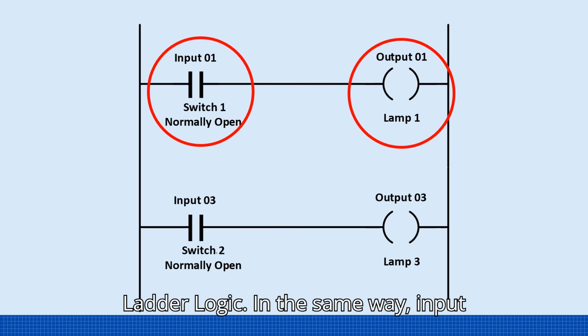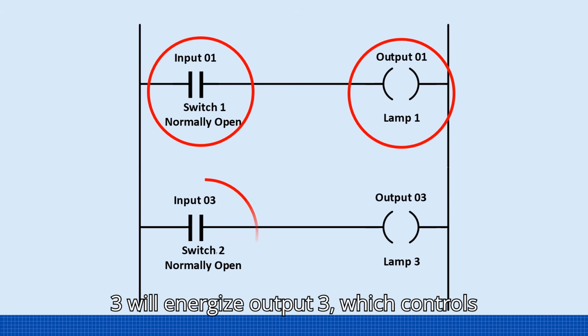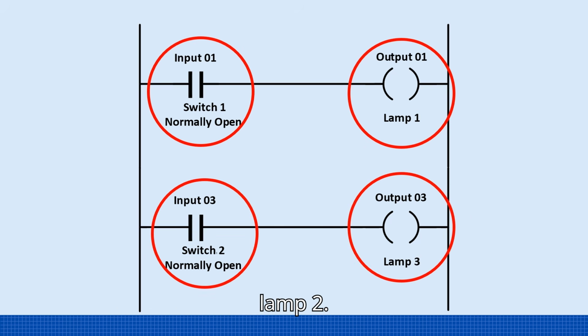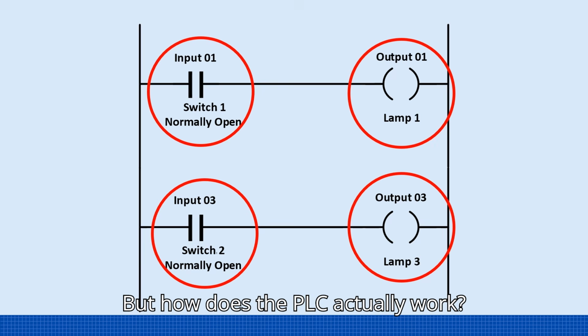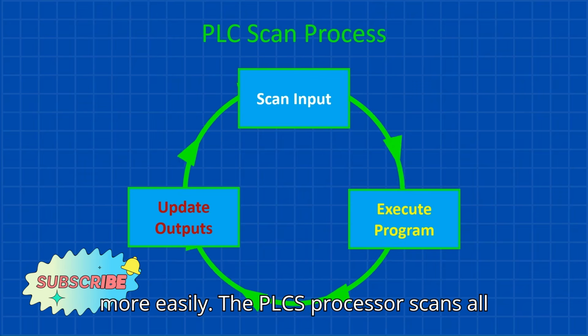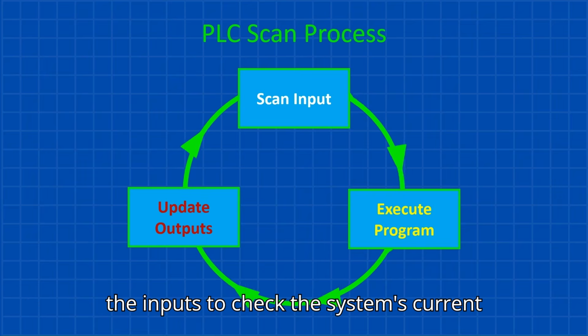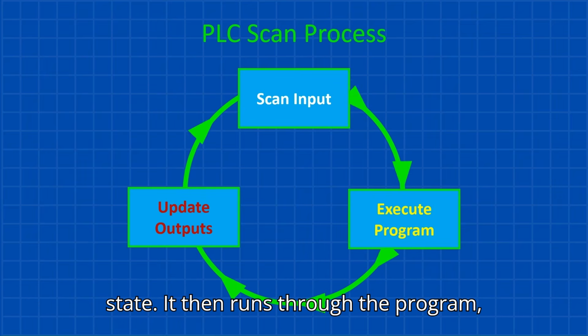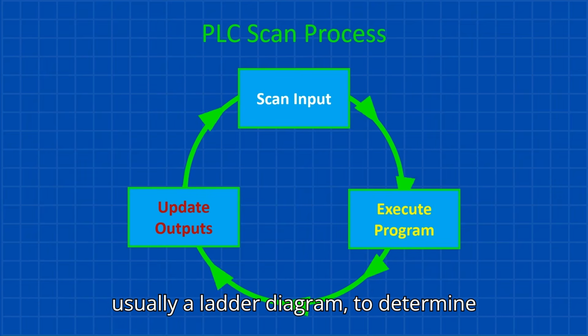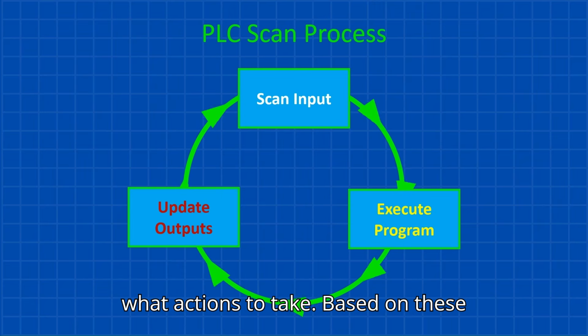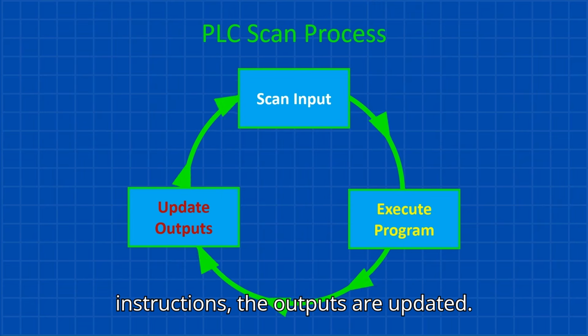In the same way, input 3 will energize output 3, which controls lamp 2. But how does the PLC actually work? The PLC's processor scans all the inputs to check the system's current state. It then runs through the program, usually a ladder diagram, to determine what actions to take. Based on these instructions, the outputs are updated.